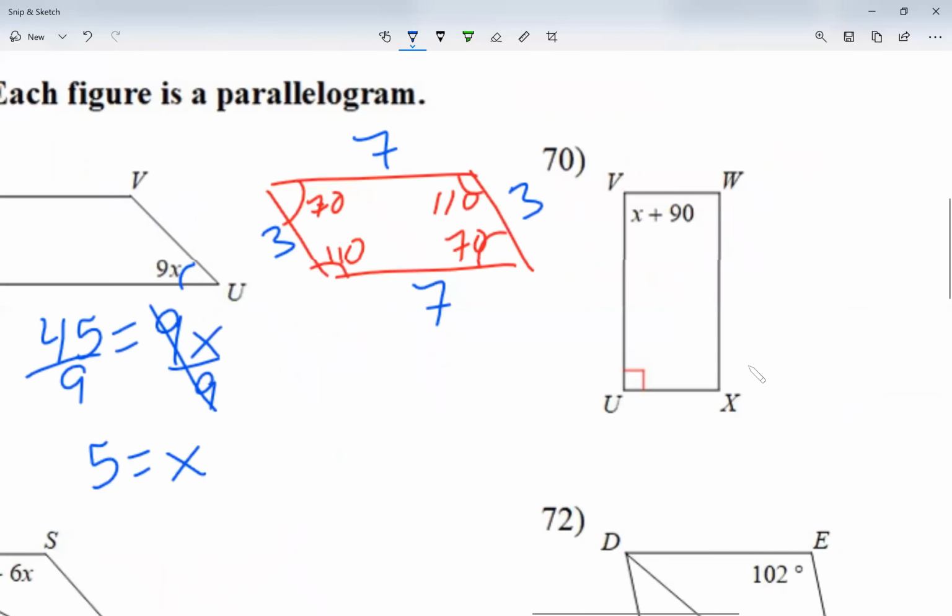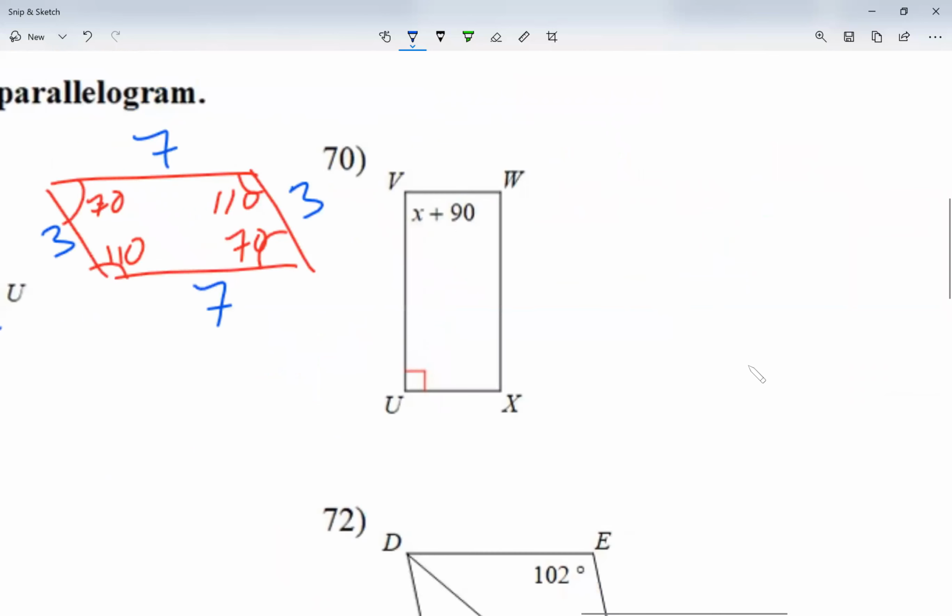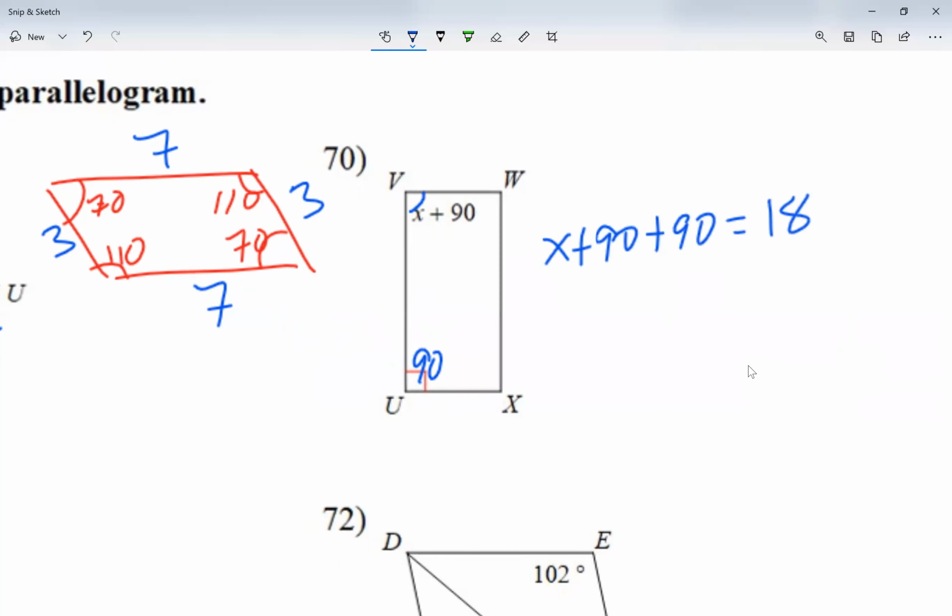Looking at question number 70, angle V in this case is x plus 90. And then angle U, that red box, means 90. Remember, red boxes mean 90 degrees. So that's 90 degrees. So here, angle V and angle U are adjacent. So I'm just going to add them up. X plus 90 equals. Remember, I said that adjacent angles, when you add them up, equal 180.